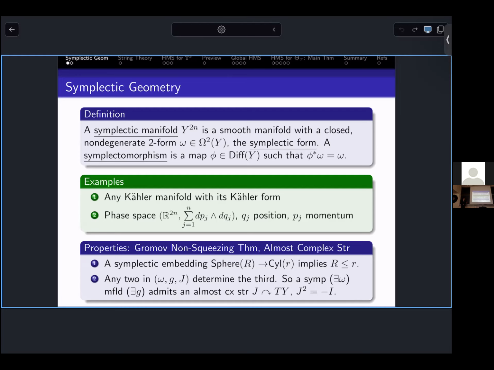So the symplectic manifold has the symplectic form omega, and you always have a Riemannian metric on the smooth manifold, and the almost complex structure J. In fact, any two determine the third. So a symplectic manifold with omega, your metric g, and an almost complex structure, which means on the tangent bundle J squares to minus the identity.